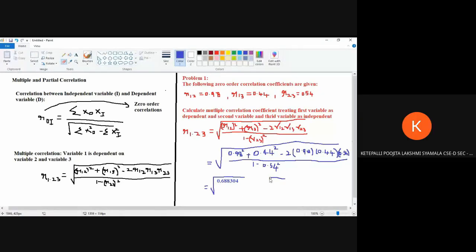The denominator is 0.7084. Okay. Numerator divided by denominator, so the final answer will be 0.971. Great.